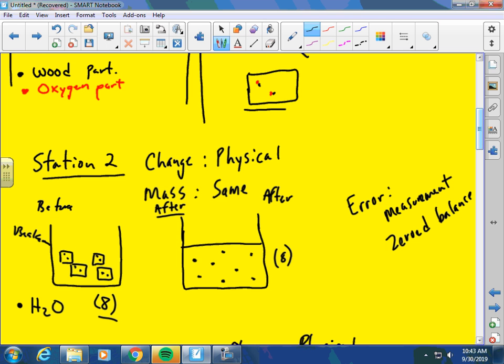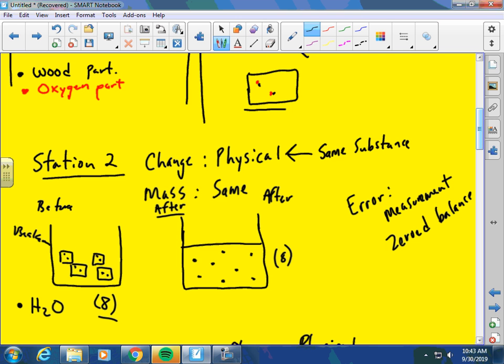But it's still just H2O, and that's why it's a physical change. We're not making any new substances. There's no chemical reaction going on. It's not blowing up. We're not seeing energy released or bubbles produced or precipitates forming or color change or anything like that. All right? It's just melting ice.